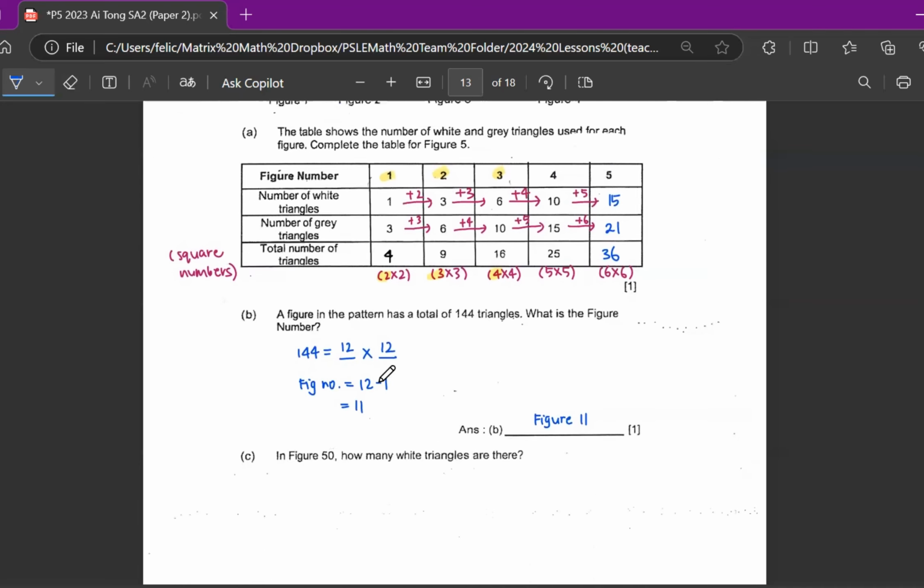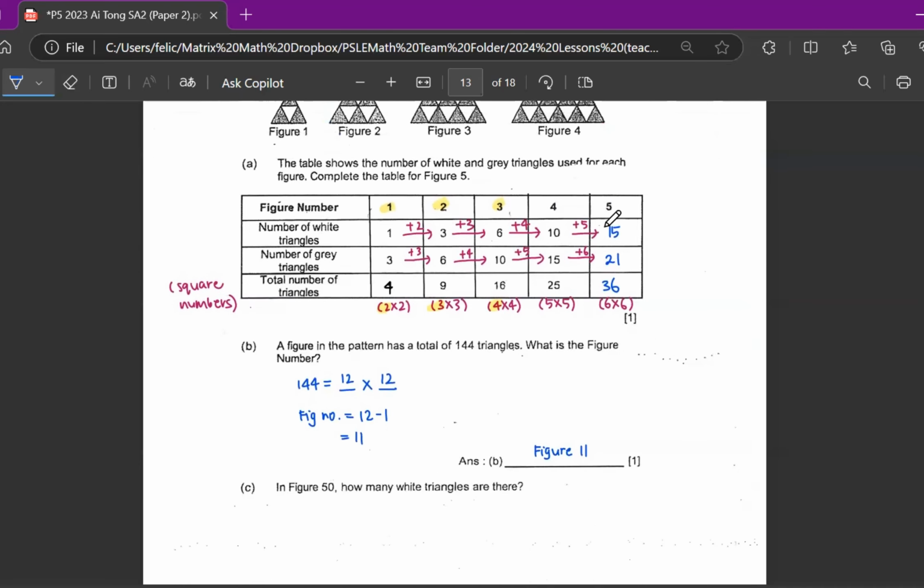Looking at figure 50, I want to find white triangles. White triangles is this one: 1, 3, 6, 10, 15. The difficult thing about the white triangles is that the increase is not constant. It's not consistently increasing. The increase, in fact, is increasing: plus 2, plus 3, plus 4, plus 5. It gets higher and higher. So then we have a problem here. We can't use the intervals concept. The intervals concept is good if the increase is always the same number, increasing constantly. But we can't use intervals, that's the problem here. So in this case, how do we go about doing it?